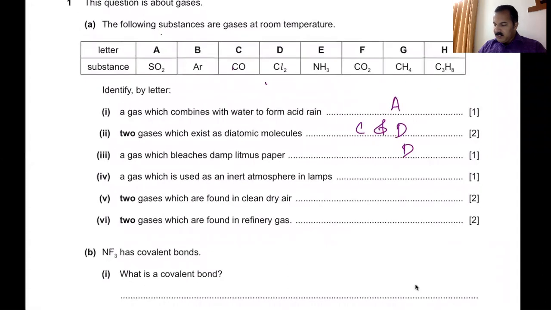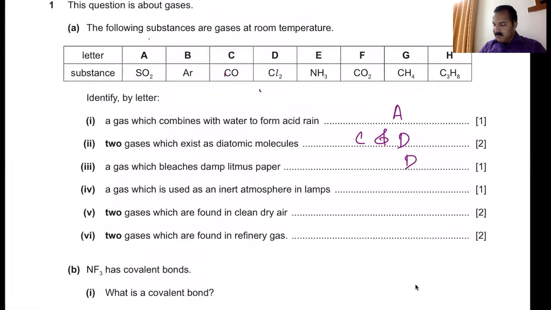A gas which is used as an inert atmosphere in a lamp. Remember, argon is used as an inert atmosphere, that is one of the uses we talk about for argon. It's an inert gas. The term inert gas is outdated, we use noble gases, okay? So the answer is B.